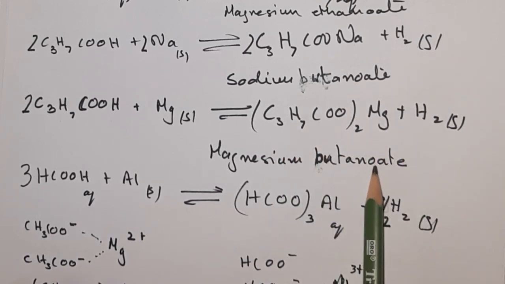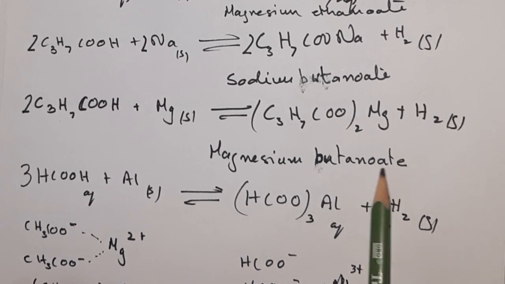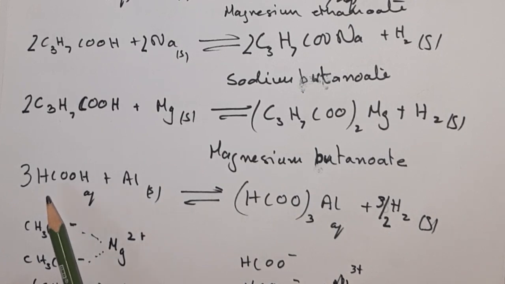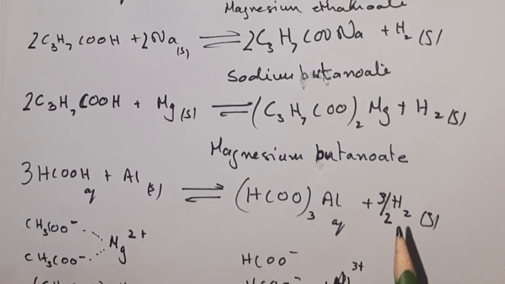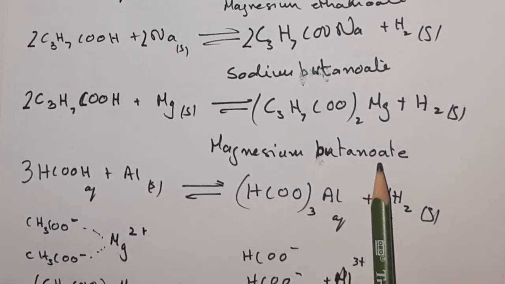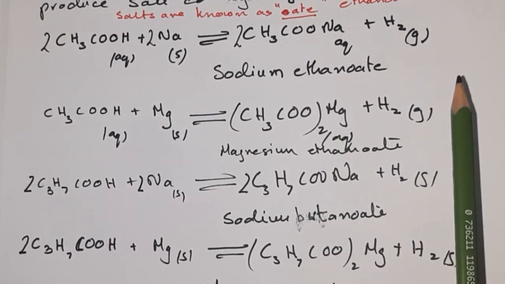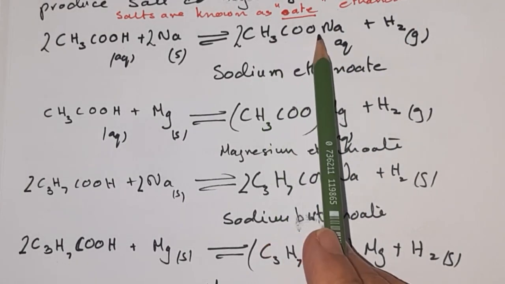You can see that this "oate" is written against the name of the carboxylic acid. Methanoic acid with aluminium gives aluminium methanoate plus hydrogen gas. Now you must have noticed one thing, that sometimes I am writing a single CH3COO.